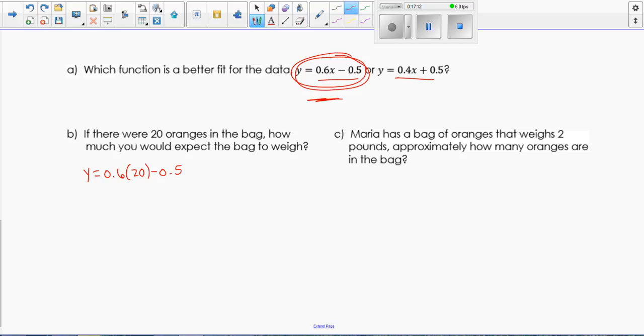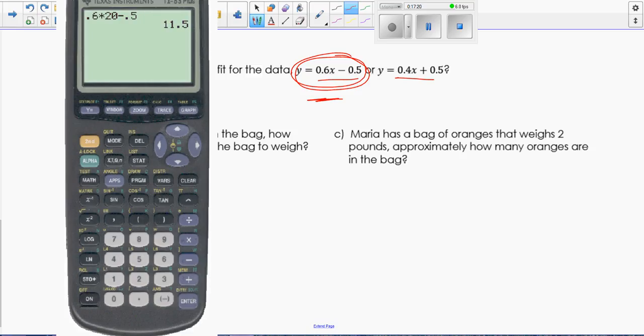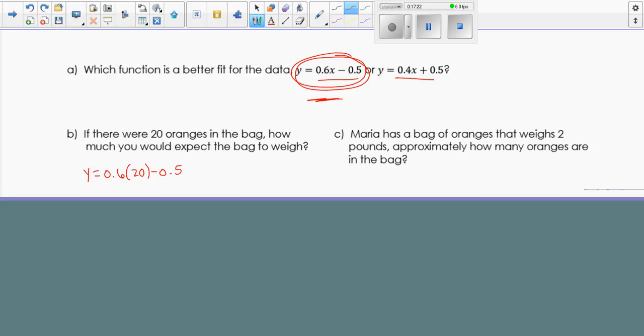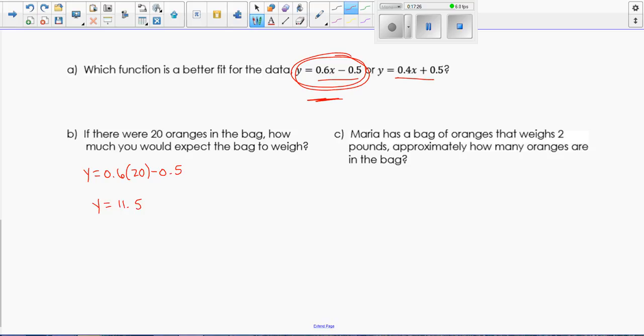Okay, so now I'm just going to use my calculator. I'm going to type in 0.6 times 20 minus 0.5, and I get 11.5. So y equals 11.5, and it says how much would you expect the bag to weigh, and that was talking about pounds. So about 11.5 pounds.